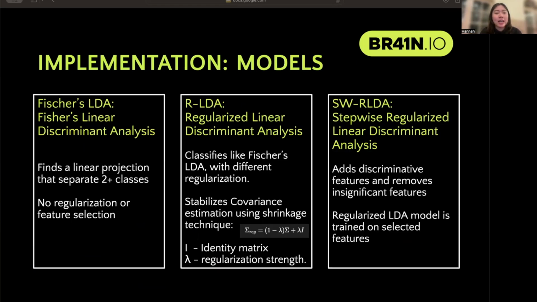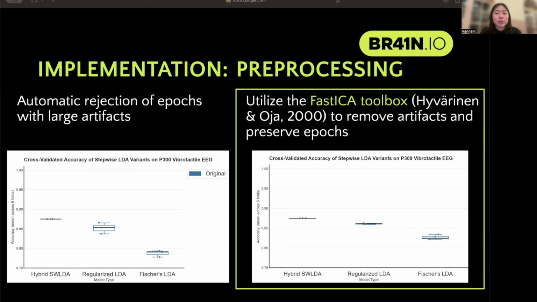To test our pipeline, we used three different linear discriminant analysis algorithms: Fisher's LDA, regularized LDA, and a hybrid stepwise regularized LDA. We tested two different preprocessing techniques. The first method is a simple automatic rejection of epochs with large artifacts. The second was an alternative approach using a fast ICA toolbox to remove artifacts in the EEG signal. We found that the second method actually attained higher classification accuracy by preserving limited training examples.